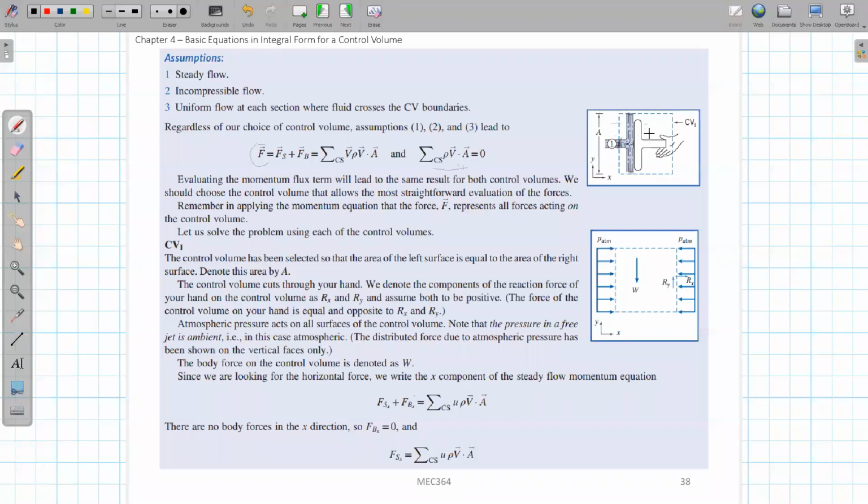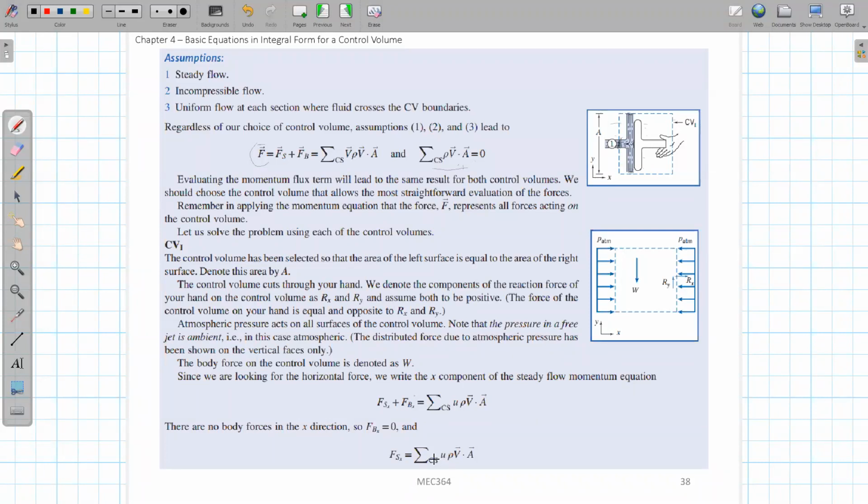On this side, you will also have the same P of ATM, so they will cancel out in this x direction. So we can just neglect the effect of atmospheric pressure, which means that the surface force due to atmospheric pressure is neglected. So the only thing left for the surface force is this Rx here from the hand.